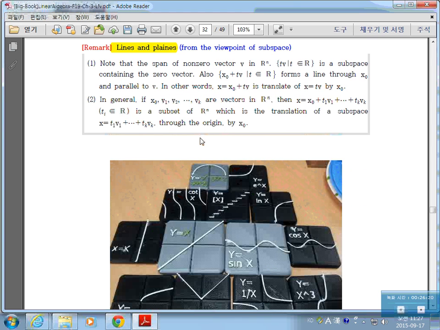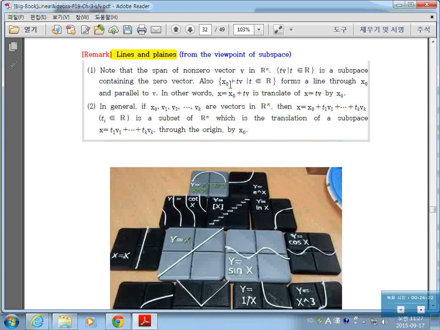Okay. Lines and planes, from the viewpoint of subspaces. The span of a non-zero vector v in V, which can be written in this way, is a subspace containing the zero vector. Also, this set of vectors forms a line through x0 and parallel to v. In other words, this line is a translation of the line through the origin, and it passes through x0.